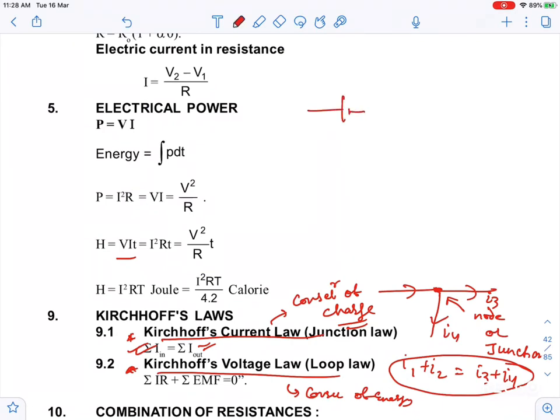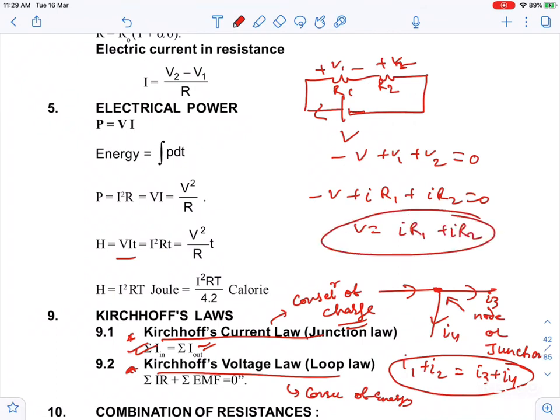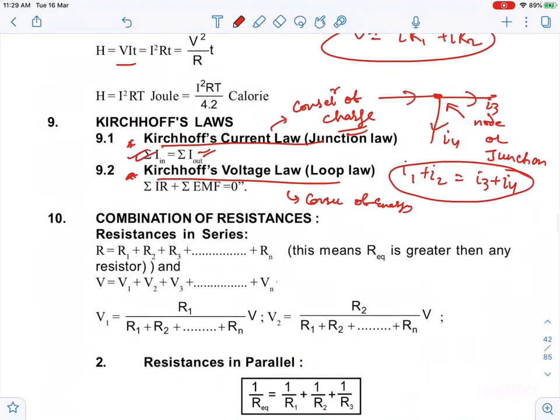Suppose I have taken a circuit like this. This potential difference is V1, and this is V2. So I can write minus V plus V1 plus V2 is equal to 0. Or if this is R1 and this is R2, I can also write minus V plus I R1 plus I R2 is equal to 0, since in series the current is the same. So V is equal to I R1 plus I R2. This is Kirchhoff's voltage law, KVL.